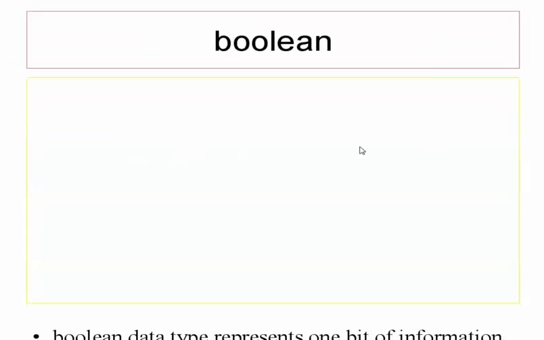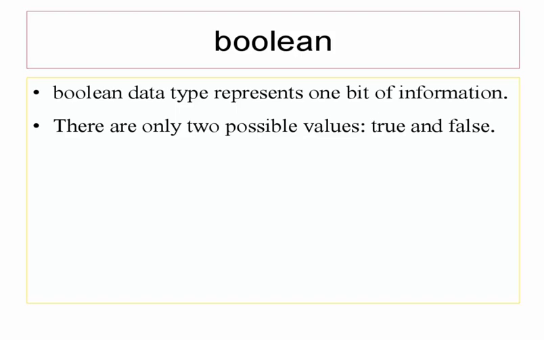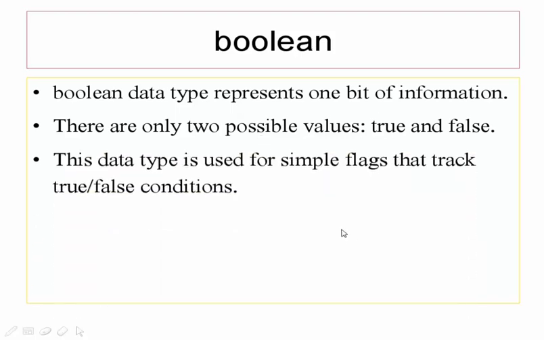Let us move on to another kind of data type, which is boolean. Boolean is a 1-bit information storage data type. Whenever you want to store either of two values, true or false, boolean is used. It is generally used as a flag: whenever a flag is true, perform this particular operation; whenever a flag is false, perform that other operation. So this data type is used as a flag itself.